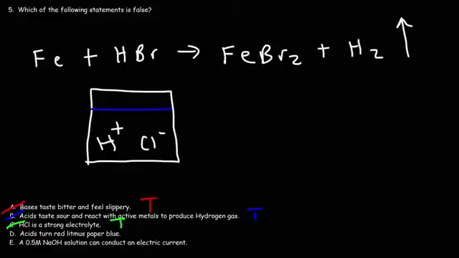Now what about D? Acids turn red litmus paper blue. Now this is not correct. This is a false statement. The reverse is true. Acids turn blue litmus paper red. So D is the false statement. As for E, sodium hydroxide is a strong base, like HCl is a strong acid. Both of them are strong electrolytes, and they both can conduct an electric current. Therefore, E is a true statement. So answer choice D is the correct answer for this problem.